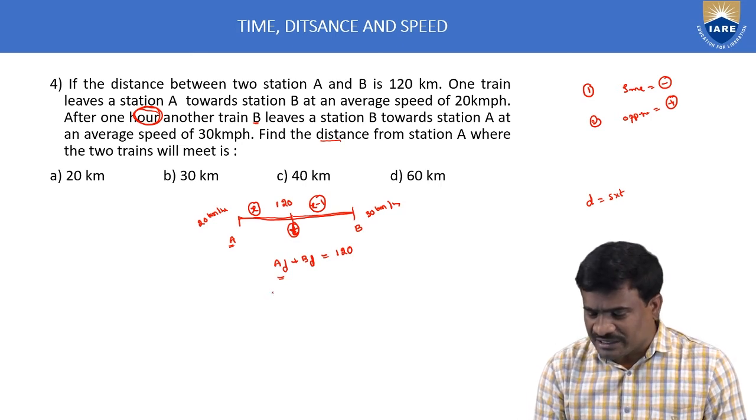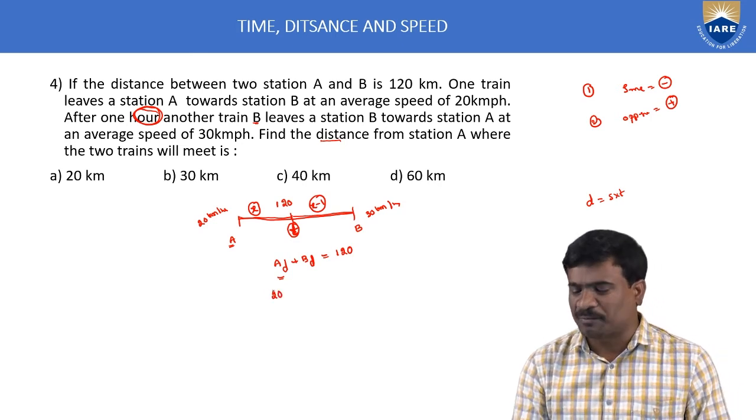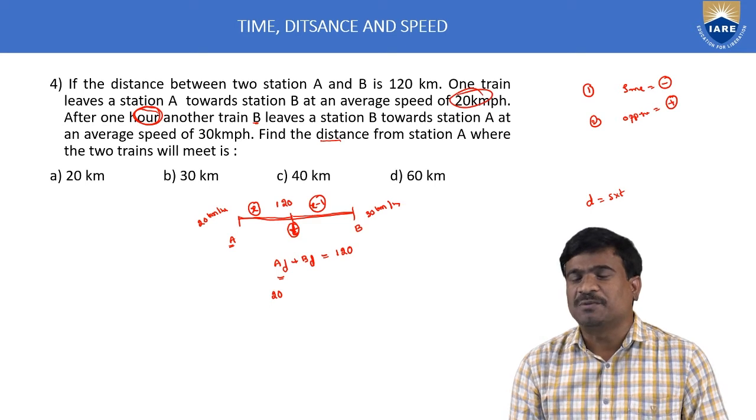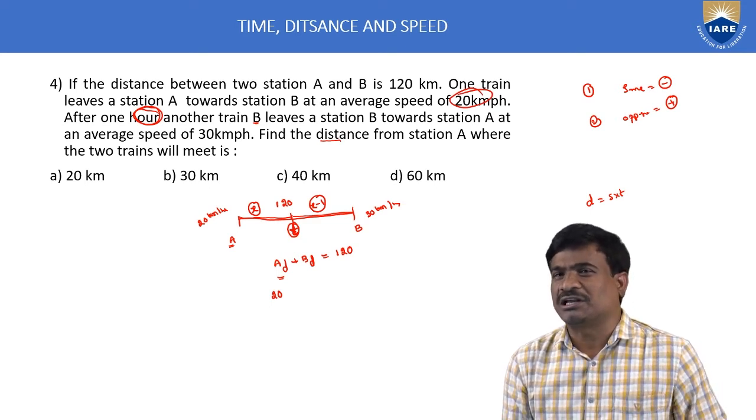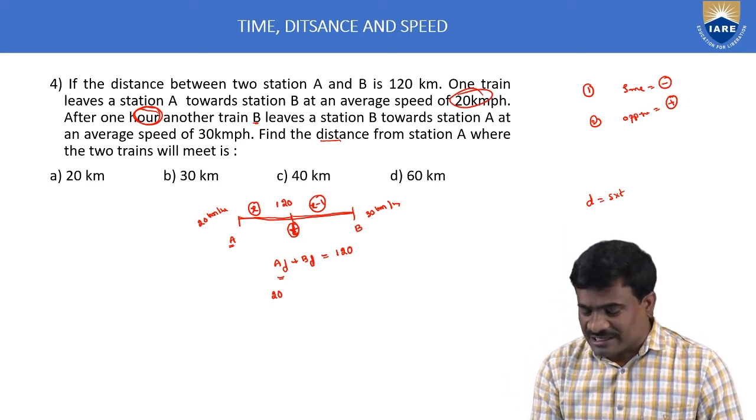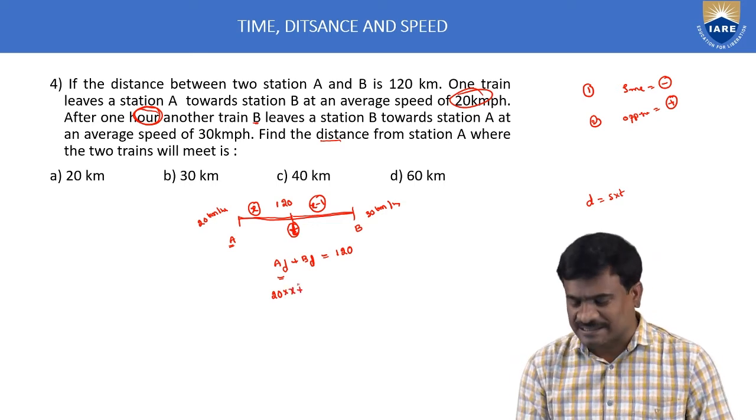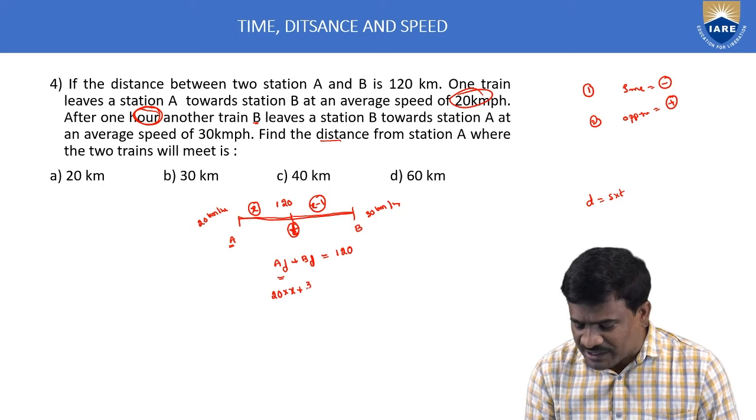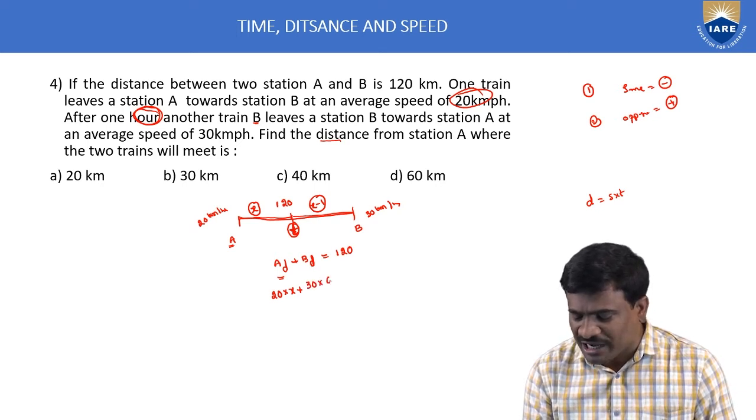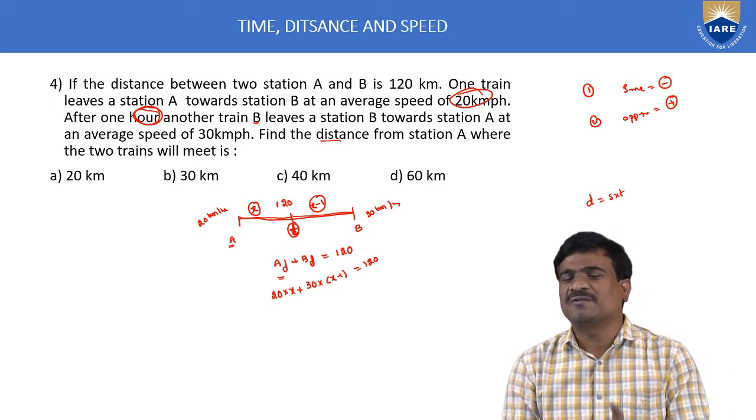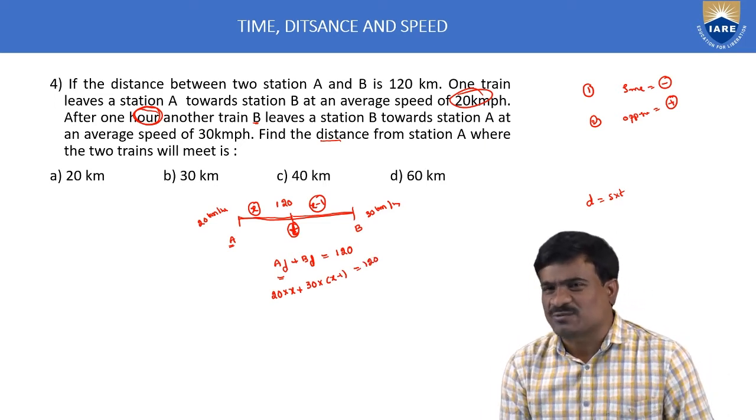Here A speed is equal to 20 km per hour, and B speed is equal to 30 km per hour. A time is equal to x. Similarly for B distance: B speed is equal to 30, B time is x minus 1, and the total is equal to 120. One equation, one unknown. Find the x value.